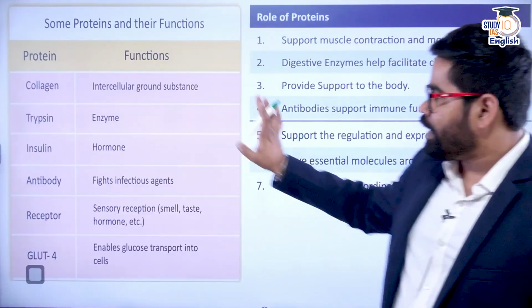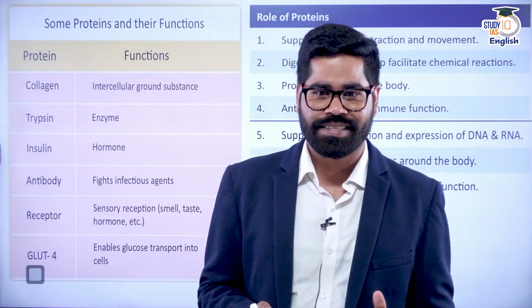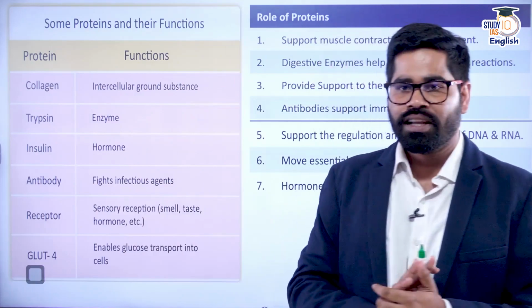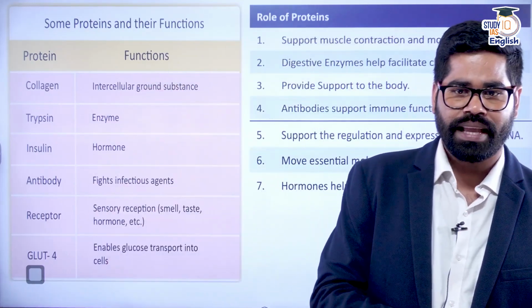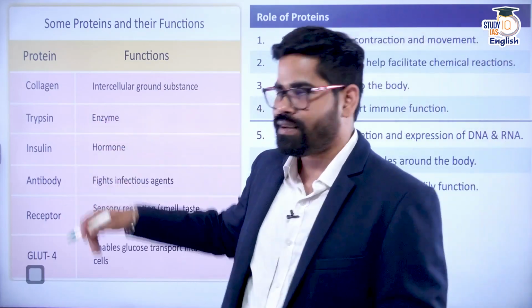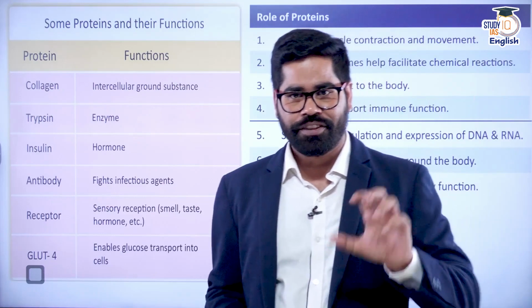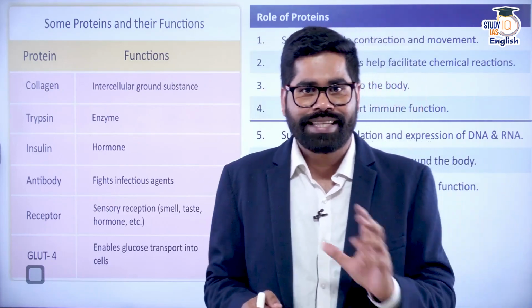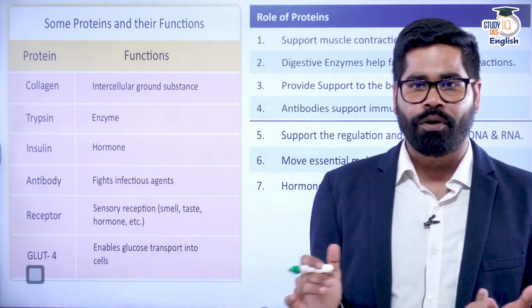Then let us look at what functions are performed by these proteins. We have certain proteins here like collagen. Collagen is responsible for intracellular ground substance. And then trypsin is there. This is an enzyme. Insulin is again a hormone. You know that if there is fluctuation in insulin level, it can lead to diabetes. So this is again a very important thing.